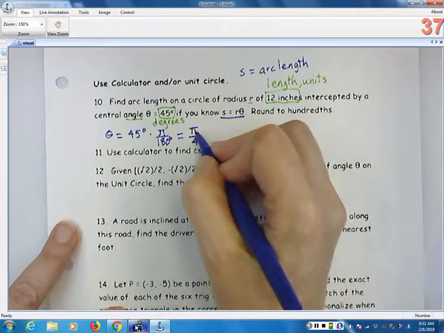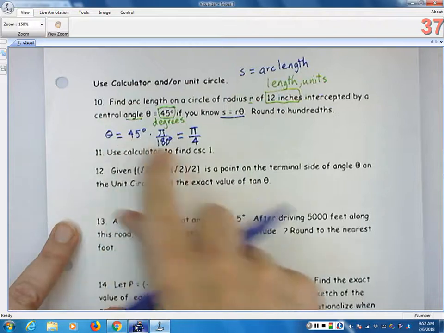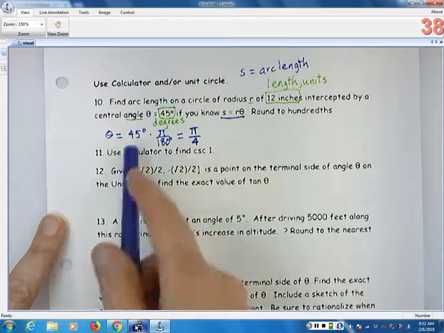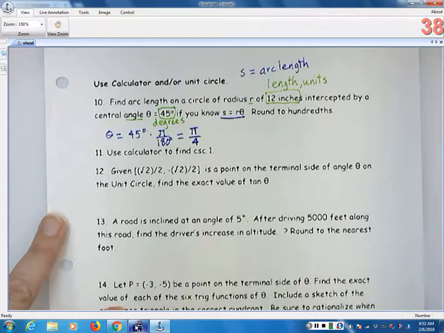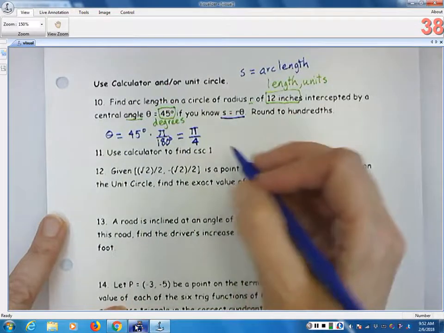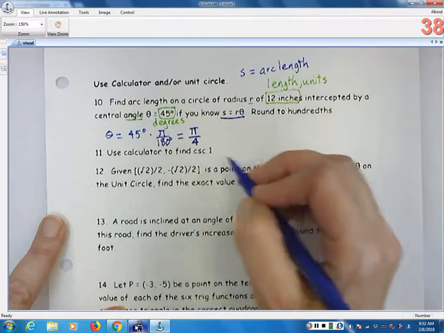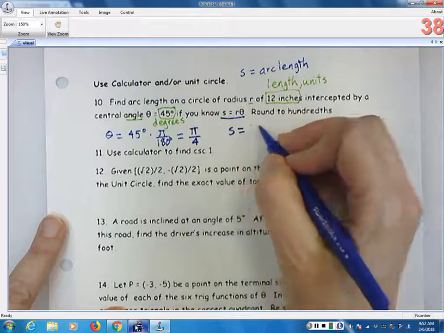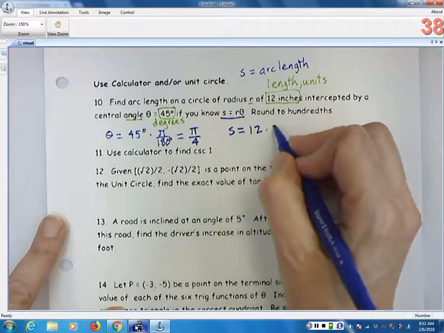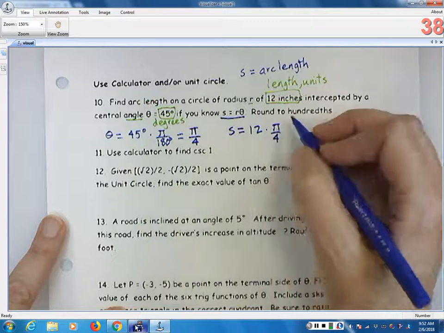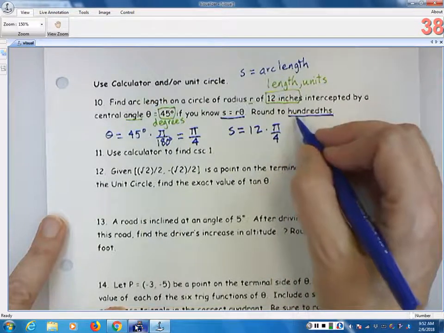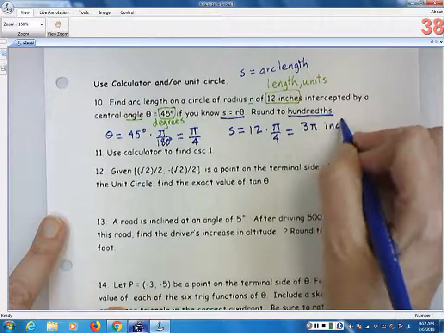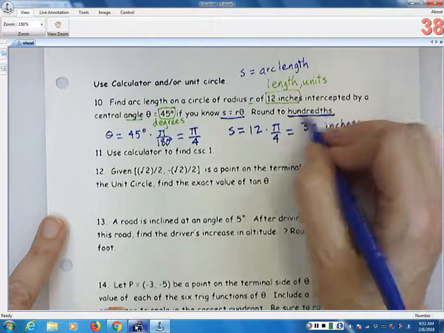You can use your calculator to take 45 divided by 180 and reduce that fraction, or if you remember that 45 degrees is pi over 4. But it's probably not going to be this simple, so you can use your calculator to reduce that. That's the angle in radians. Now you can find the arc length: 12 times pi over 4, which will be 3 pi, and that's in inches. And I want an approximate answer to the second decimal place.